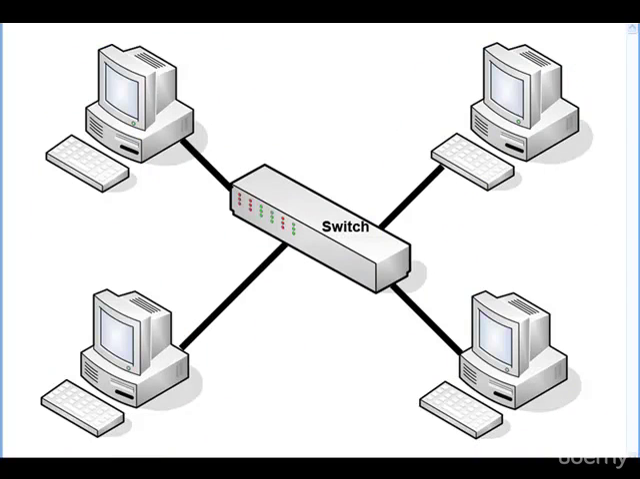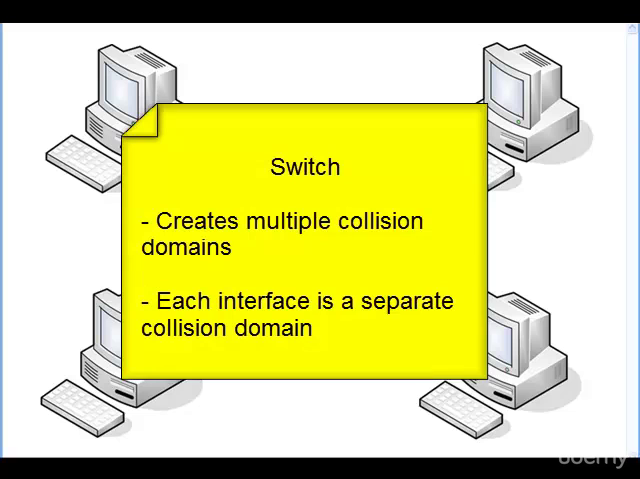Okay, in this local area network, we have a switch in the middle, and we've connected 4 PCs to it. And switches are similar to bridges, but they have a lot more features. They're a lot more robust. You can do a lot more with them. However, when it comes to talking about collision domains, they're very similar. A switch will also create multiple collision domains.